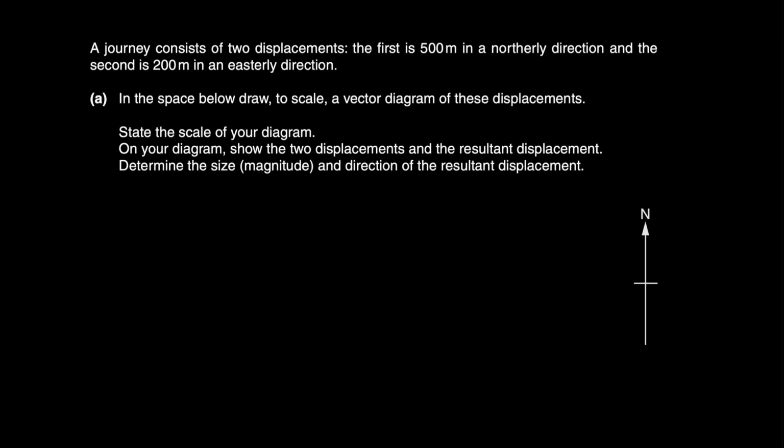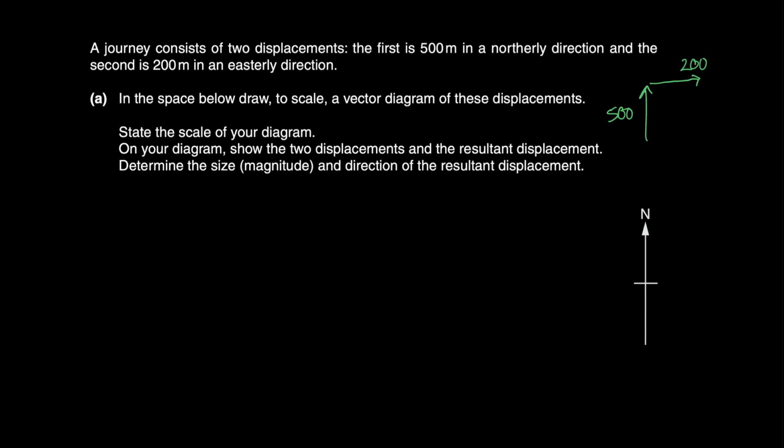All right, some vector questions are always a bit troubling, so let's try doing a few. A journey consists of two displacements. The first displacement is 500 meters in a northerly direction, and the second is 200 meters easterly. So someone goes 500 meters north, then he goes 200 meters right. Oh, sorry, right? Easterly, east is right.